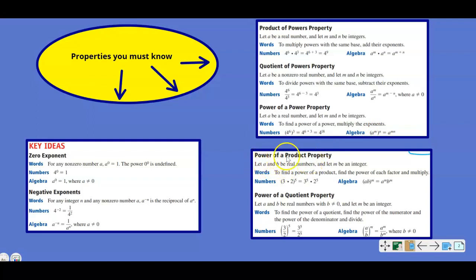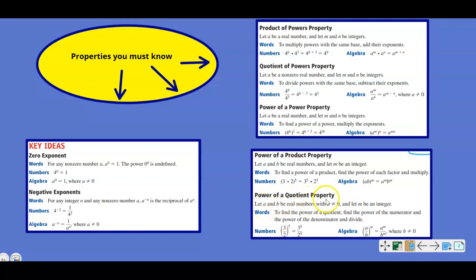All right, last two, a power of a product property. Let a and b be real numbers and let m be an integer. To find the power of a product, find the power of each factor and multiply. 3 times 2 raised to the 5th power: you can put each number raised to that exponent. I want to say distributive property. It's not distributive property, but you are distributing the 5, the exponent, to everything inside the parentheses. So algebraically, a times b raised to the m power is the same thing as a to the m times b to the m power.